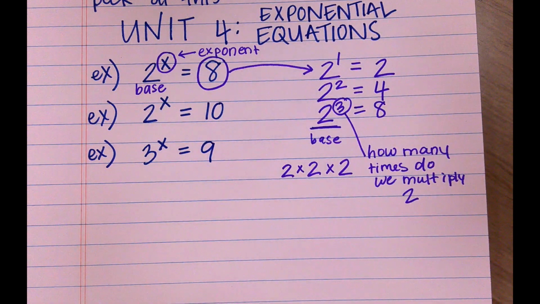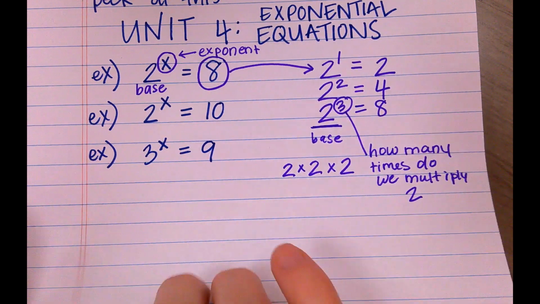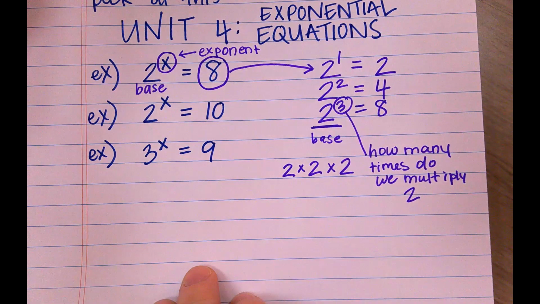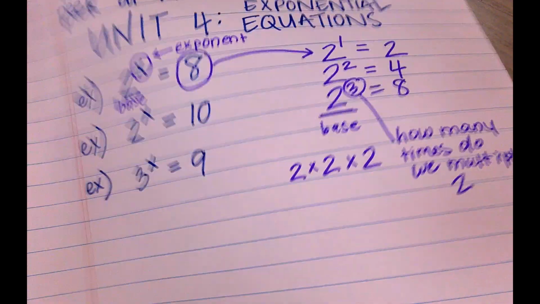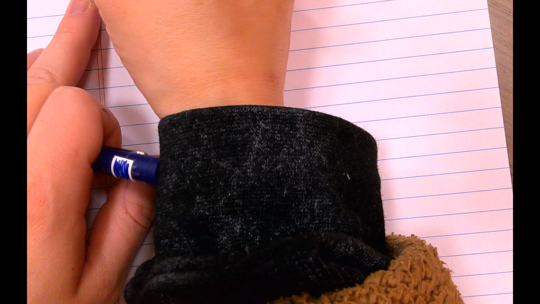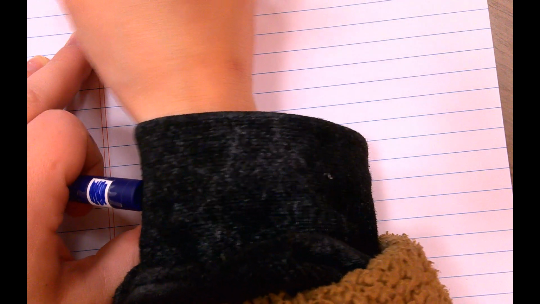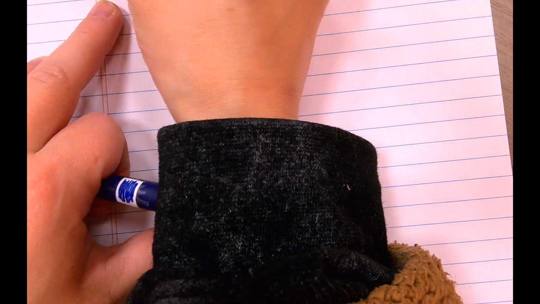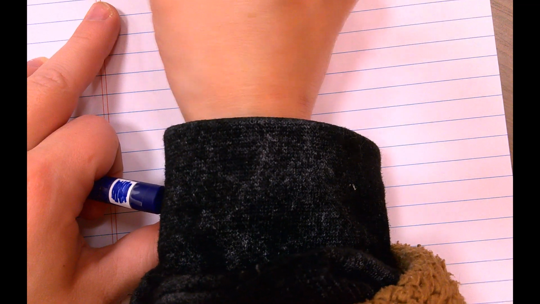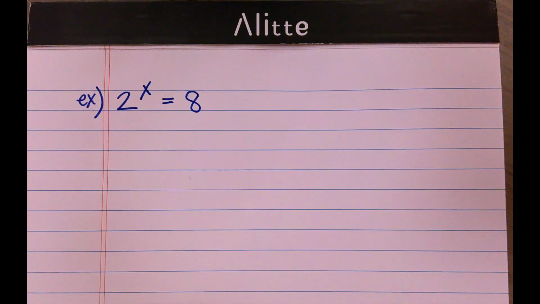So let me pull out a fresh paper that doesn't have all of this writing on it, so we can do this more cleanly. So I'm going to rewrite my problem real quick. Those other ones are not going to be used in this first example here. So I'm going to rewrite that example. 2 to the what power equals 8. Okay. And again, we said 2 is our base.